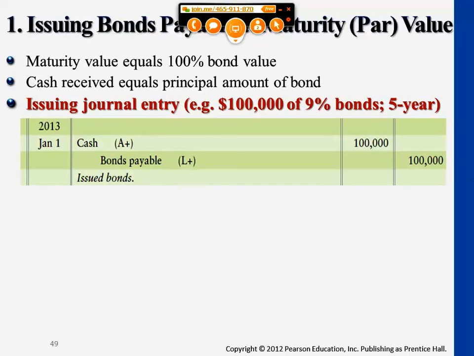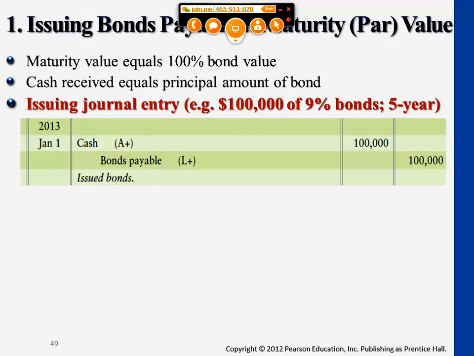Once we issue a bond, let's say the dollar amount given to you is $100,000. You issue multiple bond certificates of $1,000. You issue 100 of these $1,000 bond certificates. Interest rate is 9%, and let's assume the market interest rate is also 9%. This 5-year bond, the first day when we issue it, we receive the cash from the creditor.